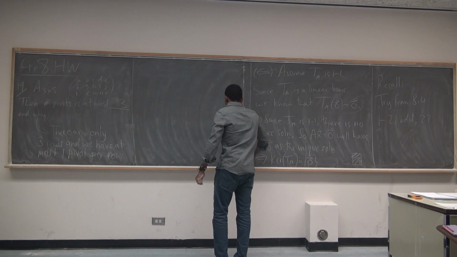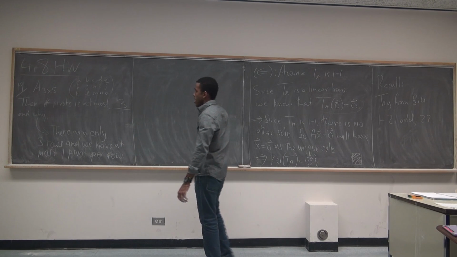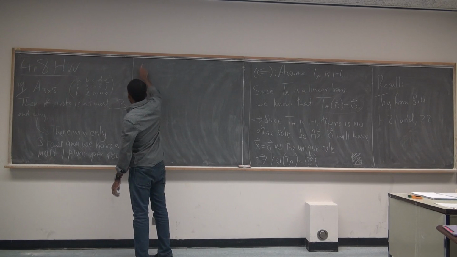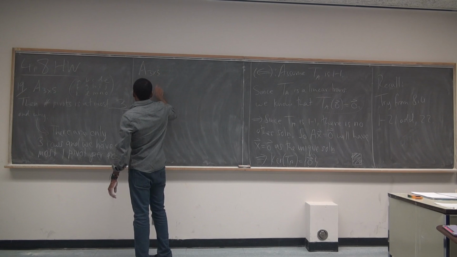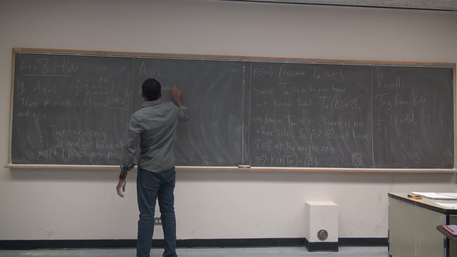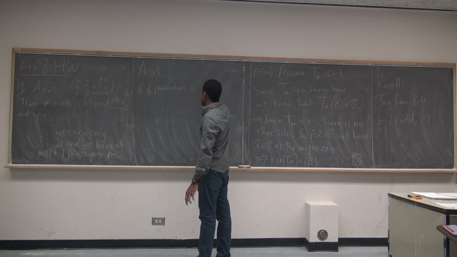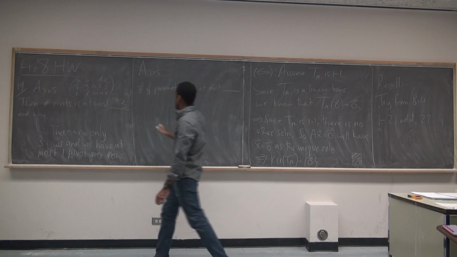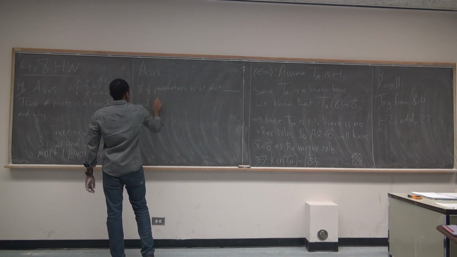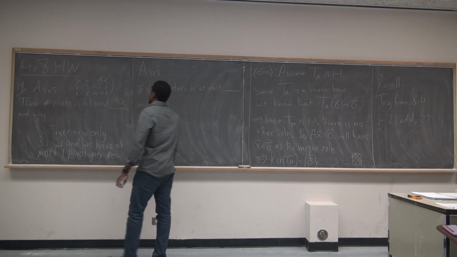There are different parts to it. Okay, what's the other one? If A is a 3 by 5, then the number of parameters in the general solution of Ax equals 0 is at most 5. At most. Oh, well, I gave you the answer. It's at most 2, I think. Is it at most or at least? At most. Yeah, it should be at most 2.